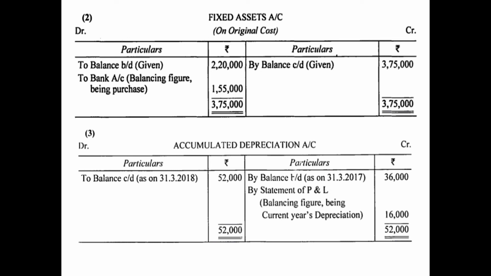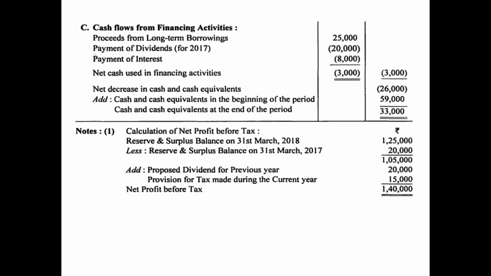Now since in this question no information was given regarding the provision for tax made during the year or income tax paid during the year, we need not prepare the provision for tax account. We can simply add back the current year provision for tax to the net profit before tax, and the previous year provision for tax can be deducted as income tax paid under the operating activities. Another working note is the note for calculation of net profit before tax.